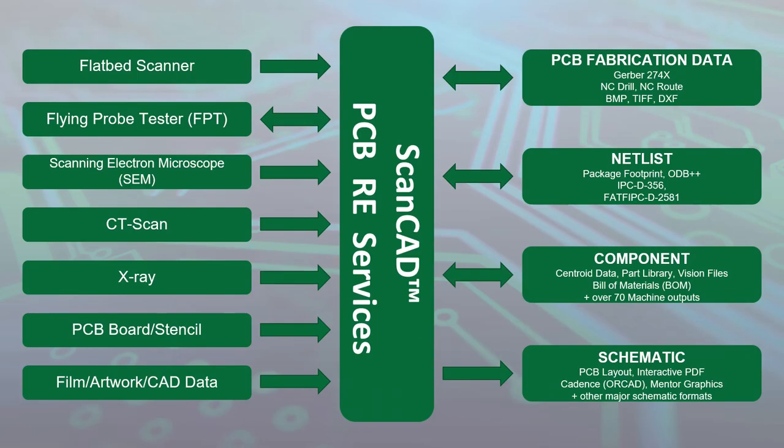Now, lastly on this screen, here's a quick review of all of our inputs and outputs that we use with our service bureau. On the left, you can see that we use our flatbed scanner. We can use images from a scanning electron microscope. We can use images captured with CT or X-ray imaging methods, as well as other sources like films or datasheets. We can even take CAD inputs and use our software to export the schematic, netlist, bill of material, and pick and place data. On the right-hand side, we have all of our outputs grouped into 4 main segments: PCB fab data, netlist, component information, and schematic.